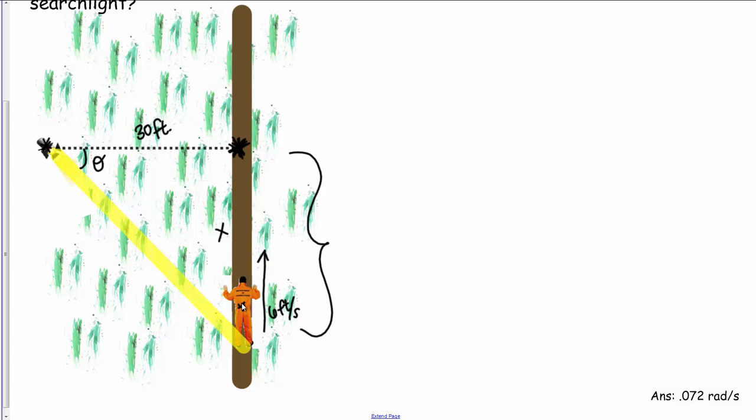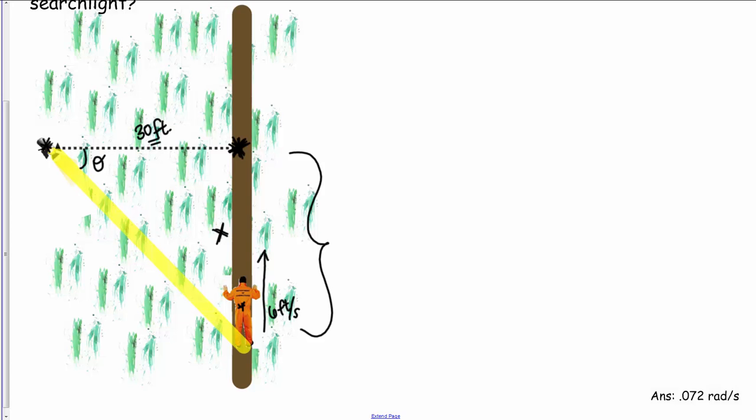Okay, so what have we done so far? We've read the problem carefully, we've drawn a picture, and on that picture we've labeled a few things. We've labeled things that never change as numbers. This 30 feet never changes, so I labeled that as a number. But I've labeled things that change as variables. I have x, which is the distance the convict is along this path, which is changing. And then I have my angle theta, the angle of the spotlight, and that's also changing. Okay, so what should we do next?